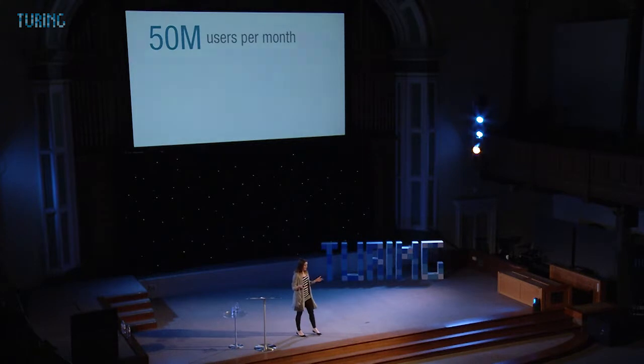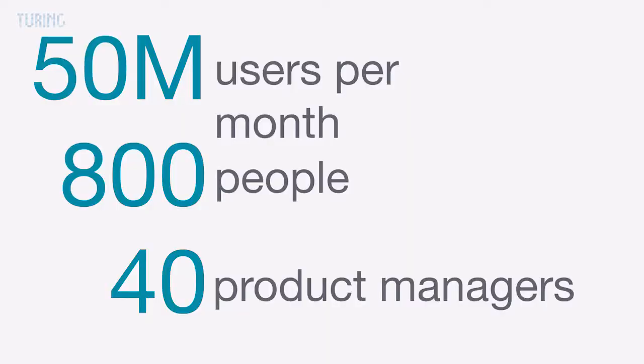So just to give you some figures on how Skyscanner has grown, we now have 50 million users a month. We have 800 people in our company, and we have 40 product managers in the team. And some of the things that are different when we're trying to apply the Lean Startup methodology at this scale is that, for one thing, when you have that many people, you have to divide them into teams, right? And they can't all focus on the same thing.